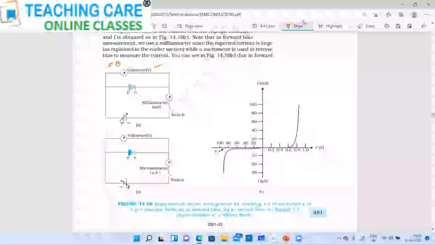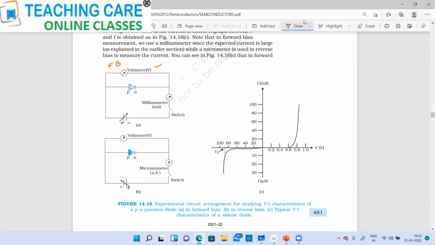See the reverse biasing: P is connected to the negative and N is connected to the positive, with a voltmeter to measure the potential difference. A microammeter measures the current in microampere. We are going to plot a graph. We are getting a graph like this. Note this is your forward biasing, with the current measured in milliampere. Here it is microampere, so this is the reverse biased. Can you understand now?